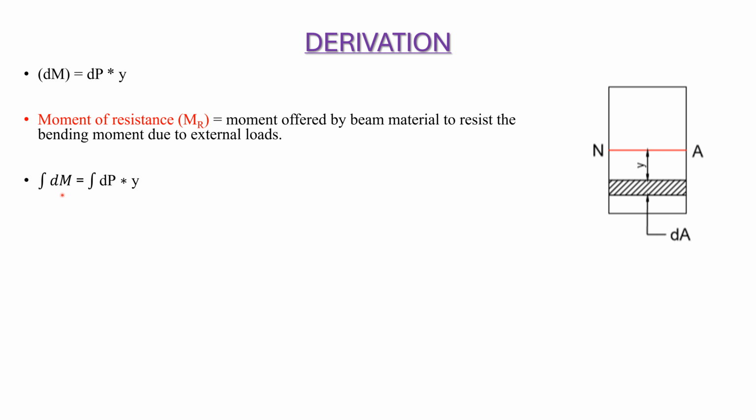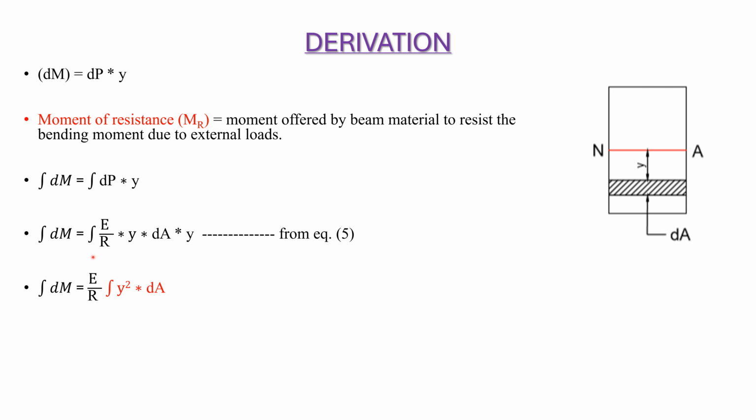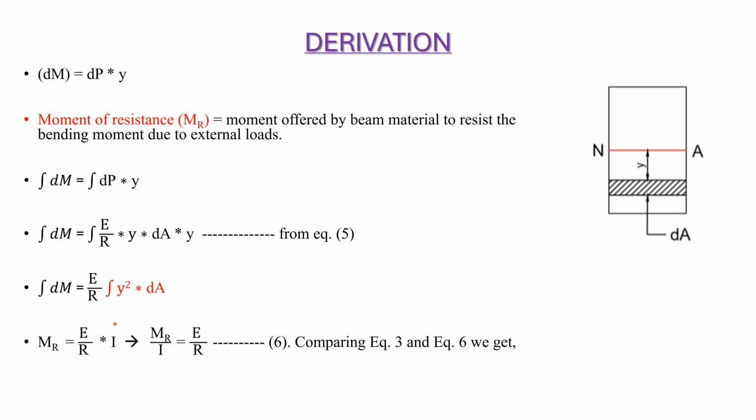Therefore, when I integrate this elementary moment, the integration will be of dP into y. dP can be replaced with this term from equation number 5 that we saw in our previous slide. Now here E upon R is constant for a particular beam, therefore I will take this term outside. Then I'll have integration of y square into dA. This is nothing but the second moment of area, and there is one more term to replace this integration, that we call I, that is moment of inertia. Therefore, the total integration of these small elementary moments gives me the moment of resistance of the entire beam, equal to E upon R into I, replacing the integration of y square into dA by the letter I.